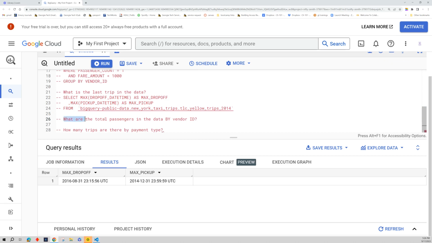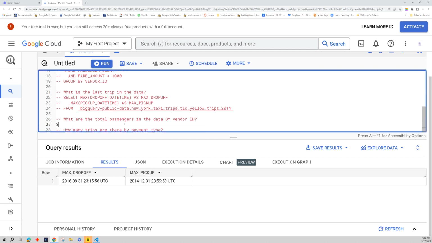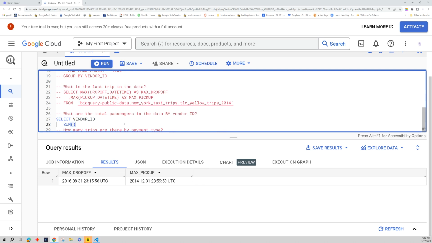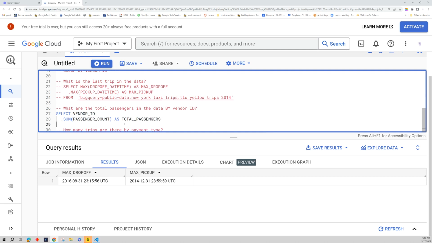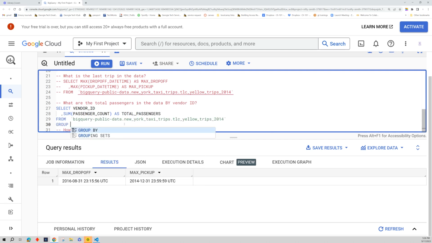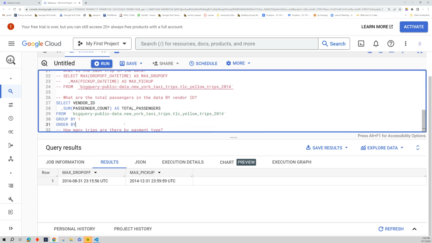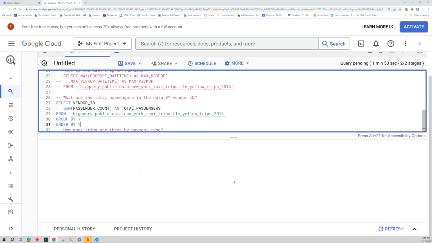Okay, moving right along. What are the total passengers in the data by vendor ID? So if I want total passengers, that's going to be sum, and I want it by vendor ID. Select vendor ID, sum, I think it's passenger count, from my data, group by 1, order by 1. Okay, I get the green check marks. That means I wrote everything right. Control Enter.